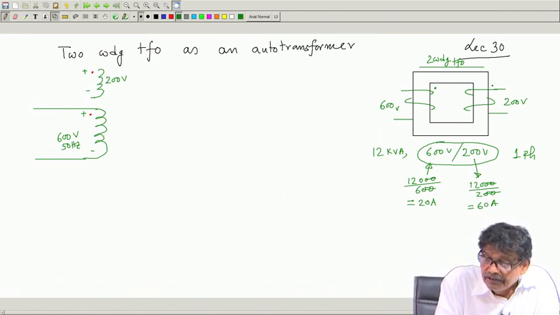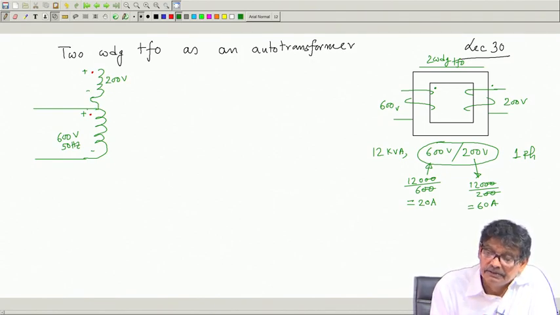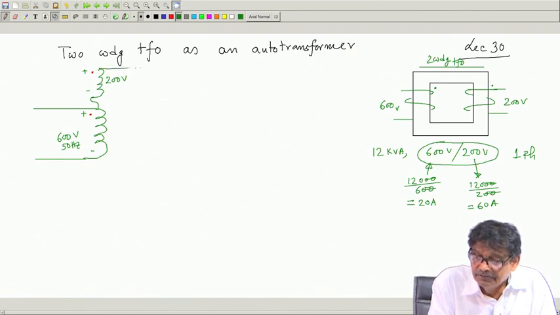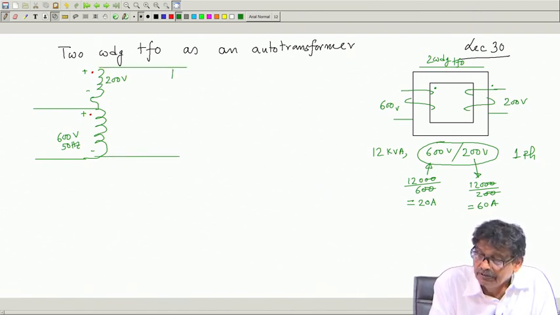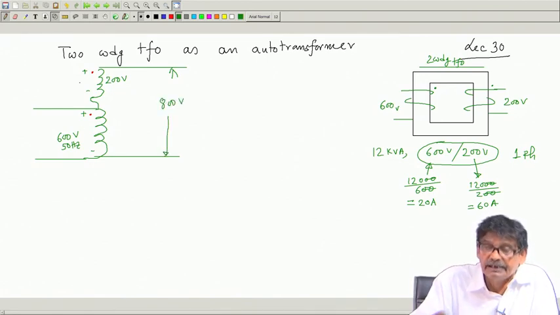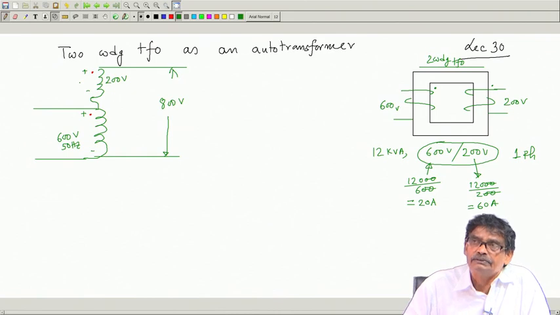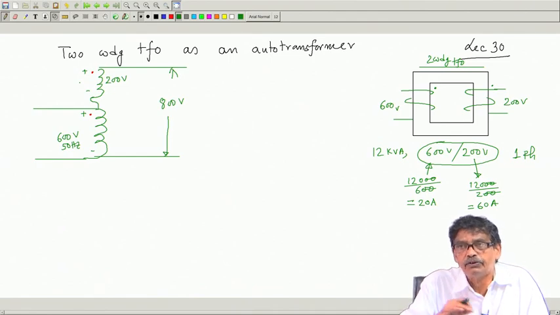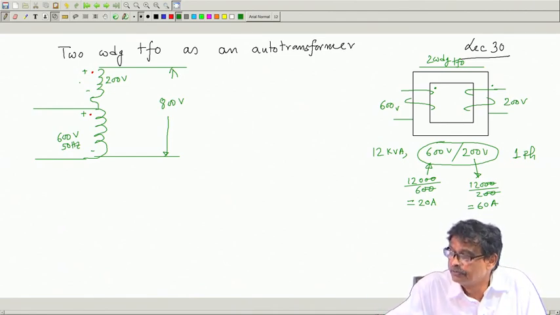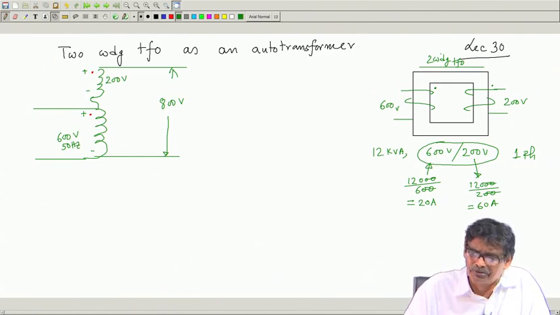Therefore, if I connect these two in series, joining these two points, then what will be the voltage available here? 800 volt, why not? You will get 800 volt here. Therefore this two winding transformer, no doubt, can be used to change 600 volt to 200 volt or vice versa. If 200 volt is there, you can get 600 volt, connect loads.